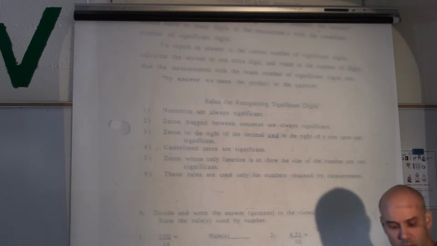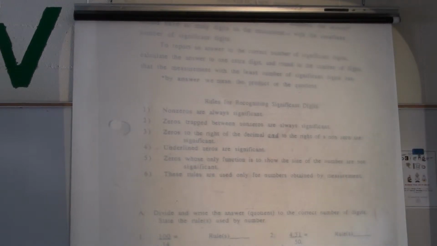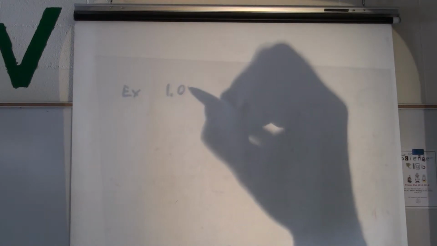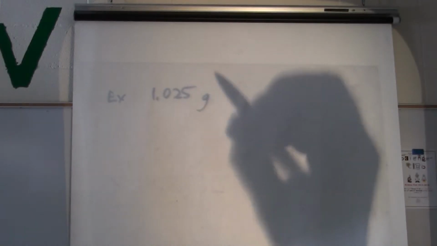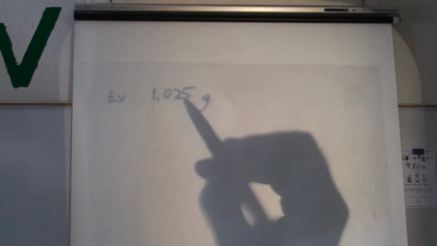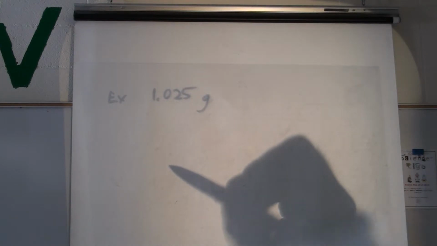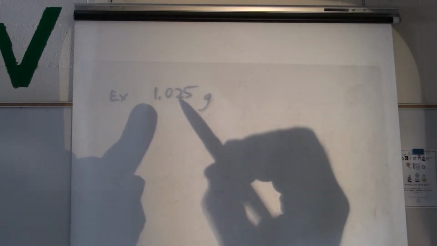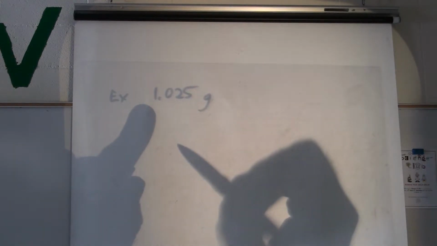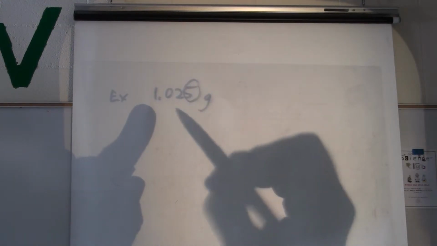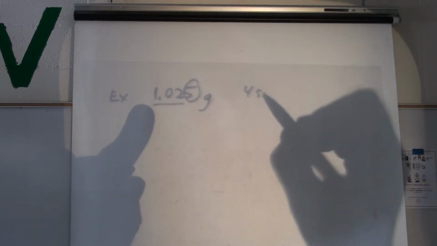Yes, Beth? Okay, so say for number 3, it was like 1.025 grams or something, would there be 4 sig figs instead of 3? This one? Yeah. So is that 0 trapped between 2 non-zeros? Yeah. So this would fall under rule 2. If a 0 is trapped between 2 non-zeros, it's significant. And so the 5 is my guess. Those are significant. We have a total of 4 sig figs.